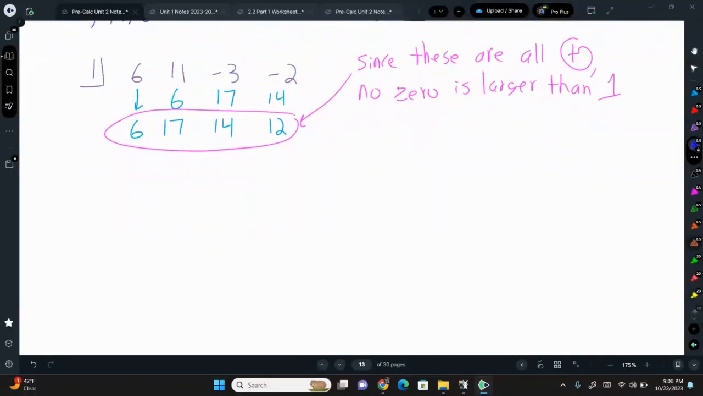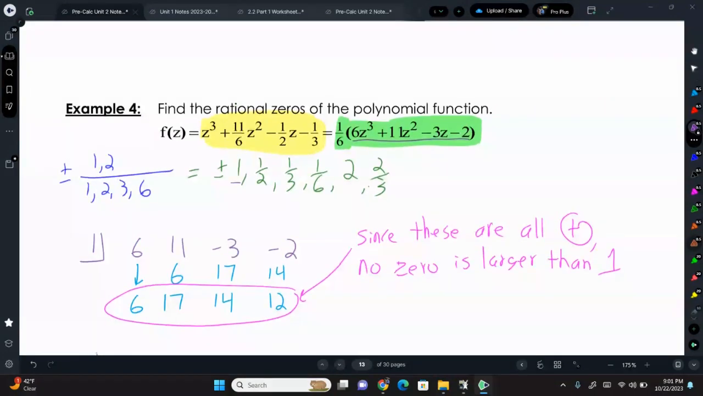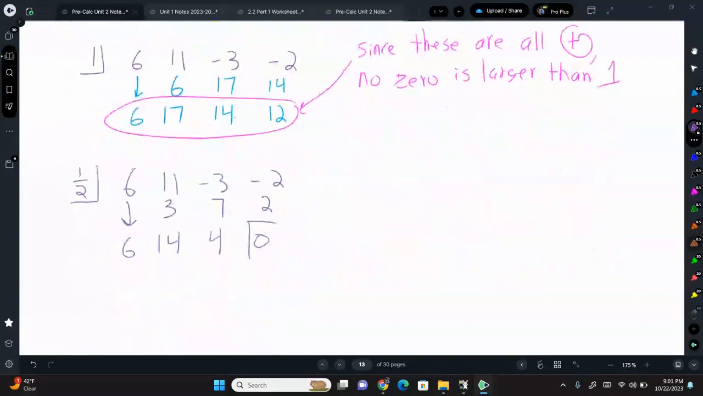Let's try positive 1/2. So if we try positive 1/2, with 6, 11, -3, -2: 6 times 1/2 is 3. 11 plus 3 is 14. 14 times 1/2 is 7. -3 plus 7 is 4. 4 times 1/2 is 2. Beautiful, we get 0. What do the directions say? Oh, find all the rational zeros.